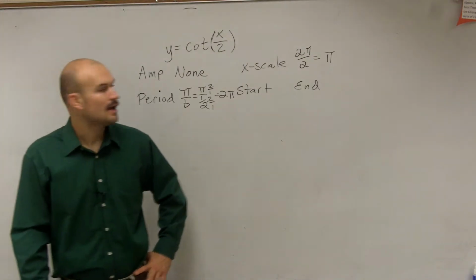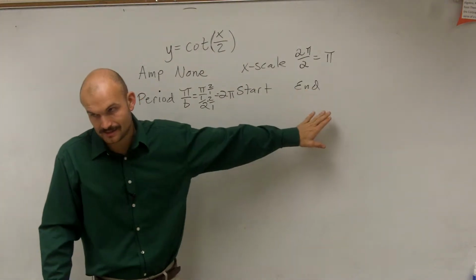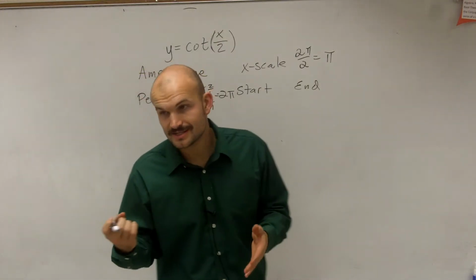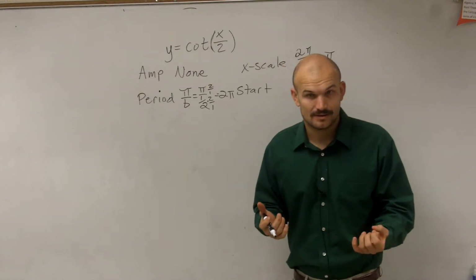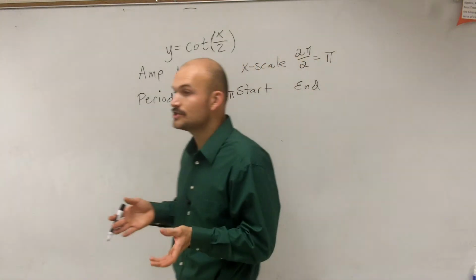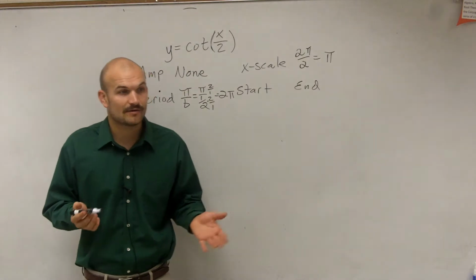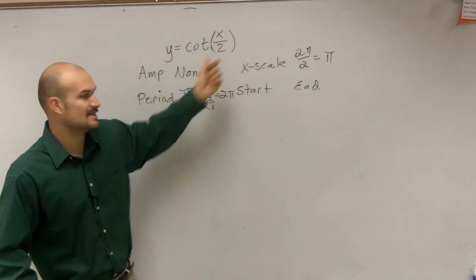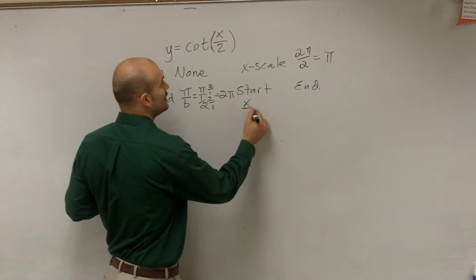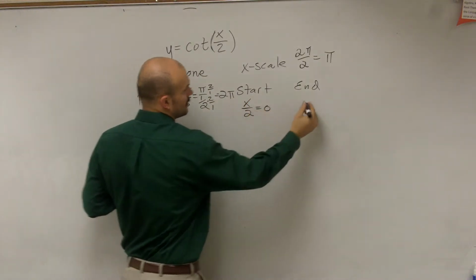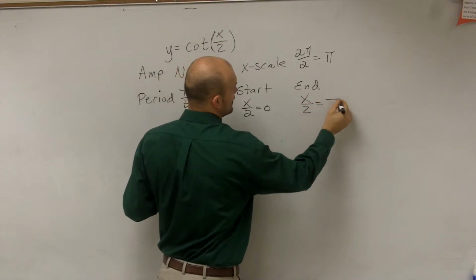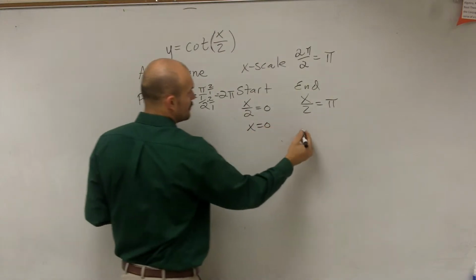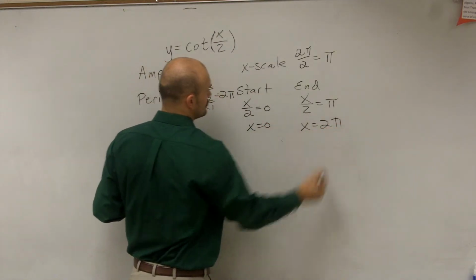All right? And now the next thing is your start and your end. When looking at a cotangent graph, our initial period starts at 0 and ends at pi. The initial period for a cosine graph and sine graph started at 0 and ended at 2 pi. So what we're going to do is take whatever's inside of our function and set it equal to 0. We're going to take whatever's inside of our function and set it equal to pi. Therefore, when I solve for x, I get x equals 0 and x equals 2 pi.